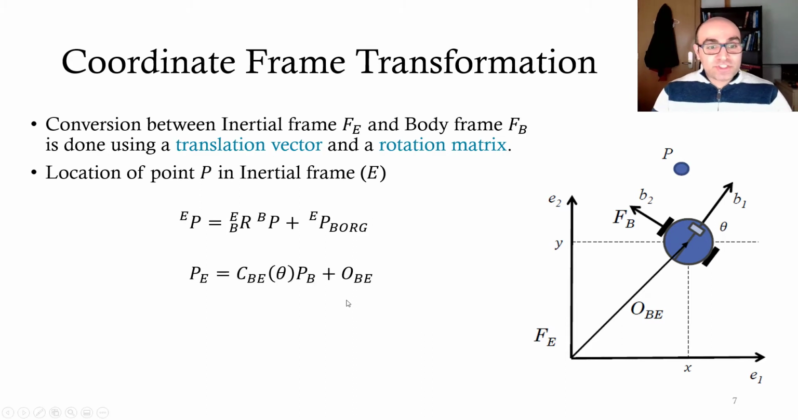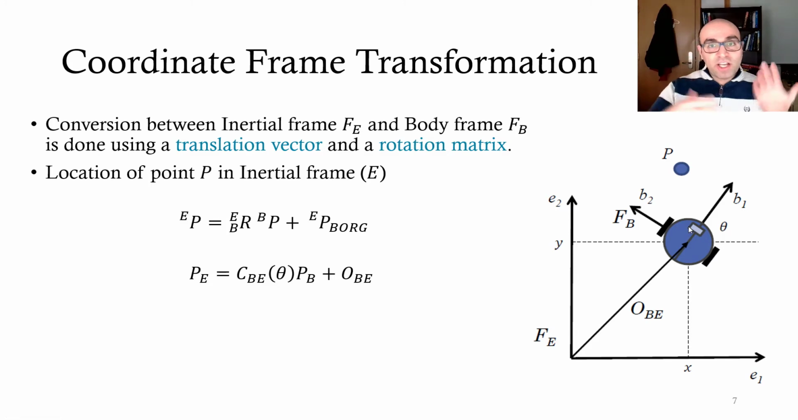Another notation for the same equation, for the same relationship, is this. So here E is used instead of here. Instead of the rotation matrix R of B in E, we use C_BE of theta. Again, very similar. P_B is the position of this point in frame B, and O sub BE is shown here.